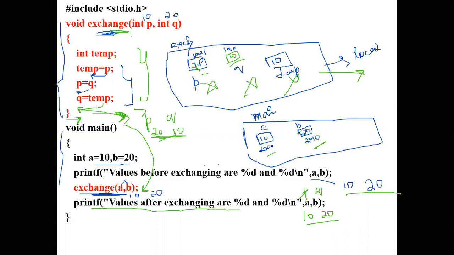So this is something like an original copy, and this is something like your Xerox. P and Q are like a Xerox of a and b. Whenever you make any change to your Xerox copy, that is P and Q, your original copy will not be affected. So you are making a copy of the parameters here, without affecting the original variables.